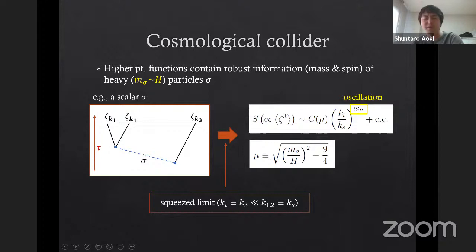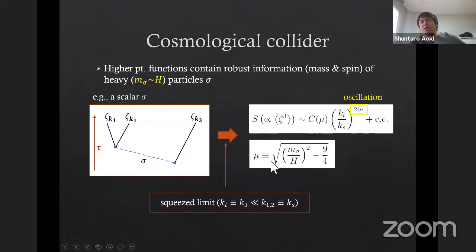Of course I don't have time to explain the calculation in detail, but in the squeezed limit, where one of the three momenta is much smaller than the others, we get this kind of expression. The so-called shape function, which is proportional to the 3-point correlation function, is given by this form. You can see it contains a specific momentum dependence, characterized by mu. The definition of mu is given here.